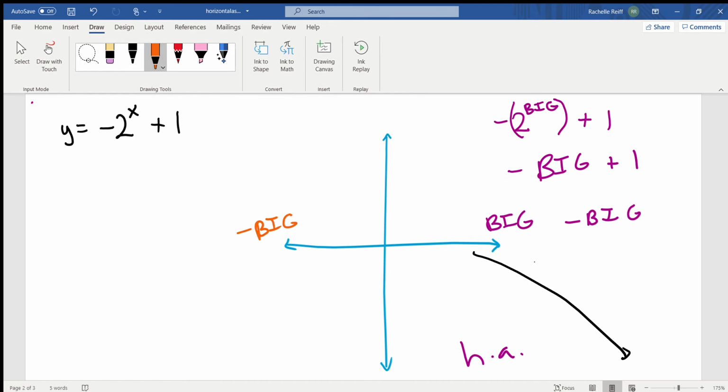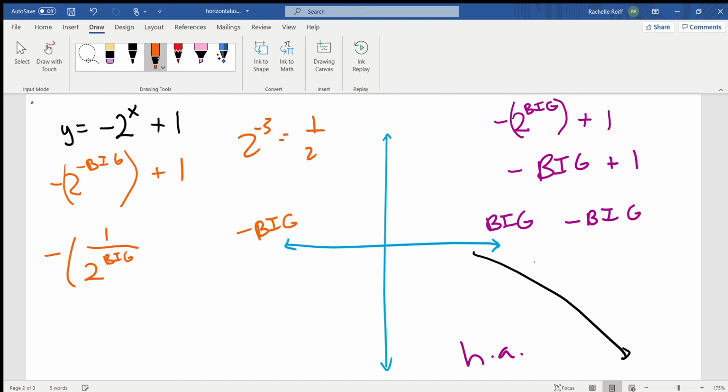Okay, so what happens if I plug in a negative big number into this? Well, let's try. I have -2 to a negative big number. And remember, this is actually -2 to the power, because there are no parentheses. So -2 to a negative big number plus 1. Well, anything to a negative power is just 1 over that thing to the same positive power, right? Like 2 to the -3 is equal to 1 over 2 cubed.